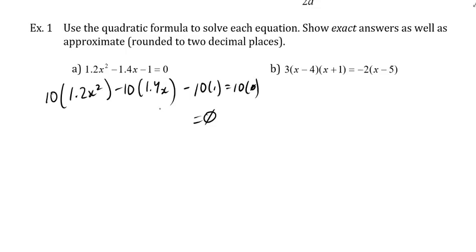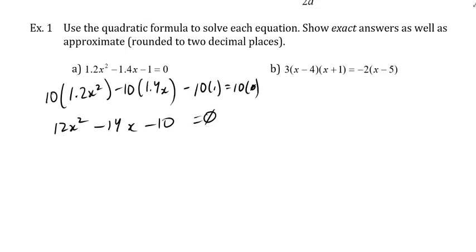I wouldn't normally. Okay, so the rest of this works out to 10 times 1.2 is 12x squared. 10 times 1.4 is minus 14x. 10 times 1 is minus 10 equals 0. So to some of you, that might look a little bit nicer, instead of the decimals. You might like this better.